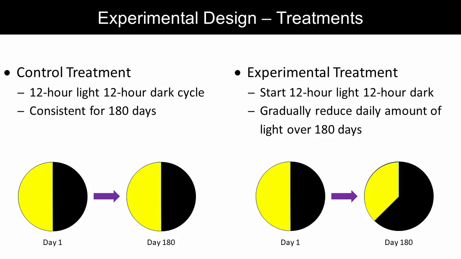For our experimental treatment, we'll take other trees and start by exposing them to the same 12-hour light, 12-hour dark cycle, but gradually reduce the amount of light each day over the same period of time until they have 8 hours of light and 16 hours of darkness. We'll count the number of leaves that fall from each tree over the 180 days of the experiment.